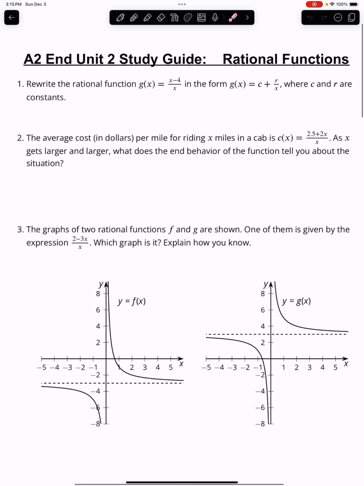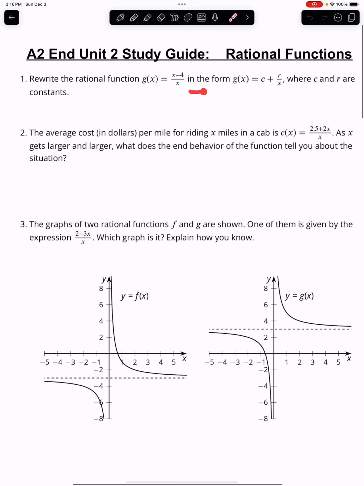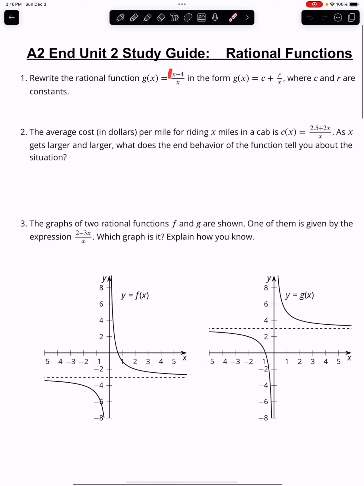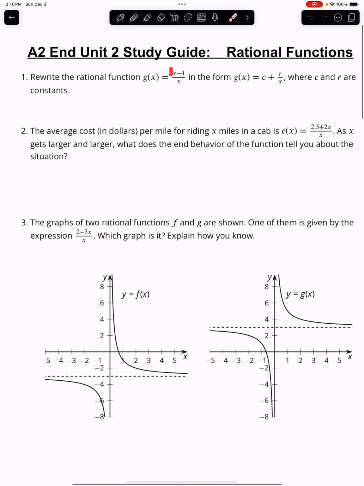I'm looking at question 1 right here. It says rewrite the rational function g of x. This is just a fancy way of saying y equals x minus 4 over x. We're going to rewrite it in the form g of x equals C plus r over x. C they're calling a constant. We're going to get a constant value out of this when we divide, and we're going to get a remainder.